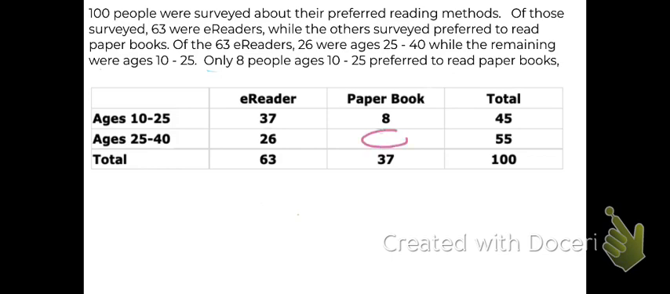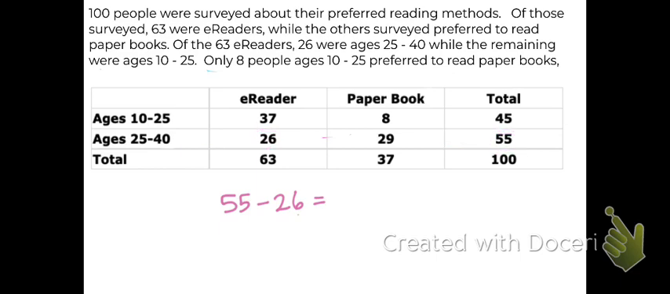And one more box right here. Again, let's look at the totals. Ages 25 to 40. If we take 26 and we add this number, it has to equal the total of 55. The people ages 25 to 40 that are e-readers plus the number that are paper book readers has to equal the total people between the ages of 25 and 40. So if we subtract the 26 from 55, we see that it is 29.